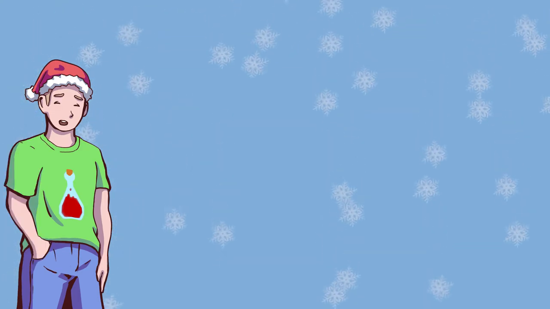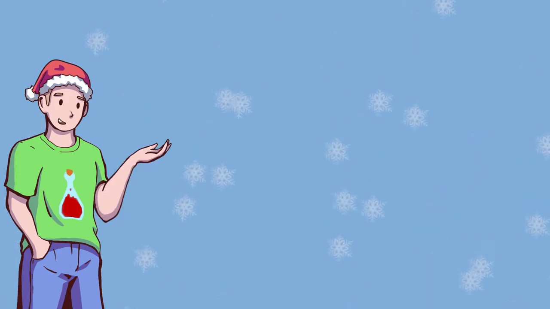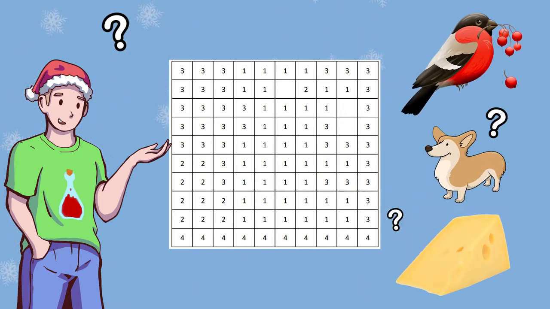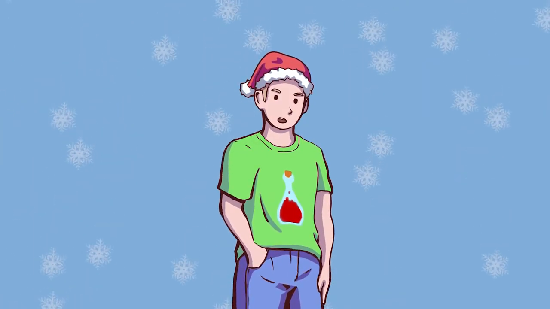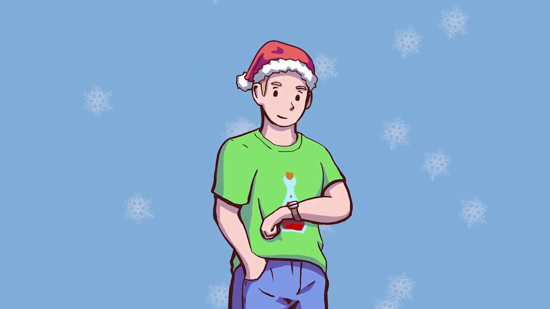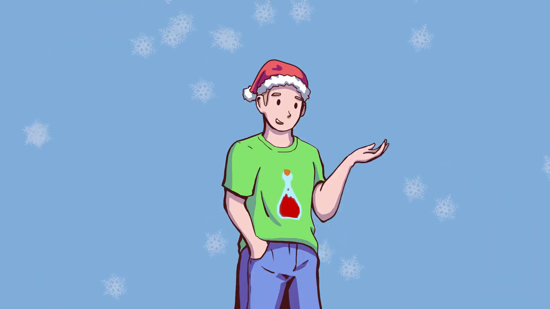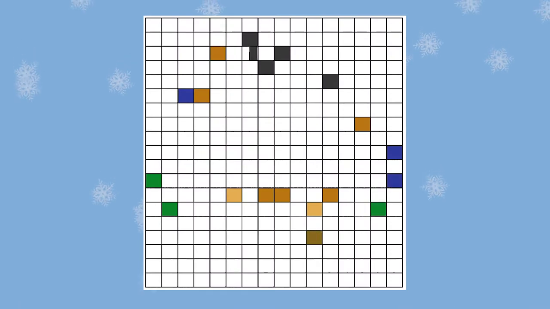Well, now that the holiday theme is completely ruined, let's talk about the last type of color by numbers I found. The grids. These are actually a surprise since you have no idea what the image will be until the end. Unfortunately, you cannot see them until you like the video. Alright, thank you. Here they are.